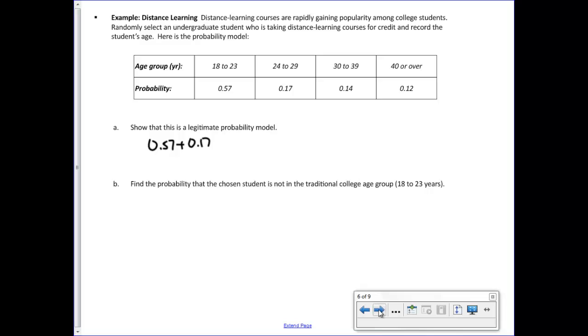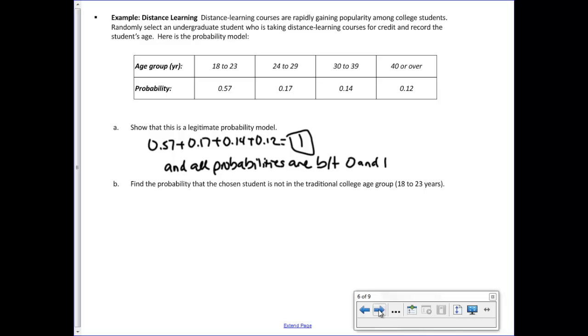0.57 plus 0.17. So they add up to 1, and all probabilities are between 0 and 1. So there's two conditions. Do they add up to 1, and are the numbers between 0 and 1? You can't have negative probabilities because, first of all, it doesn't make sense. But that just kind of reinforces they have to be between 0 and 1.